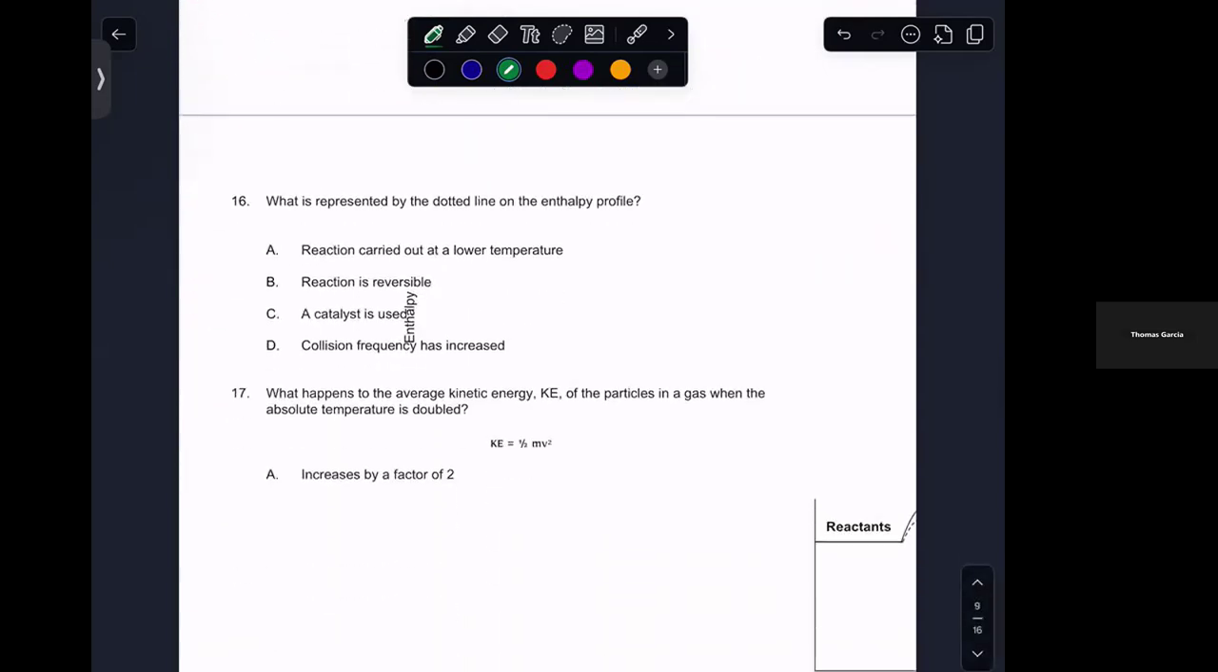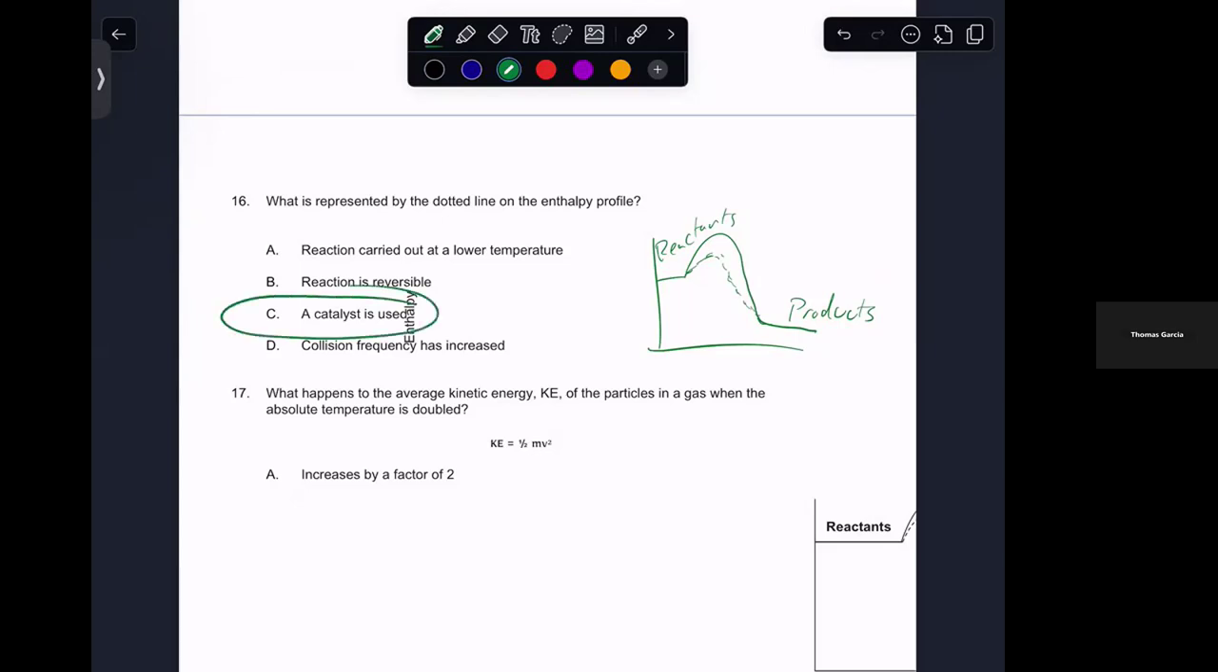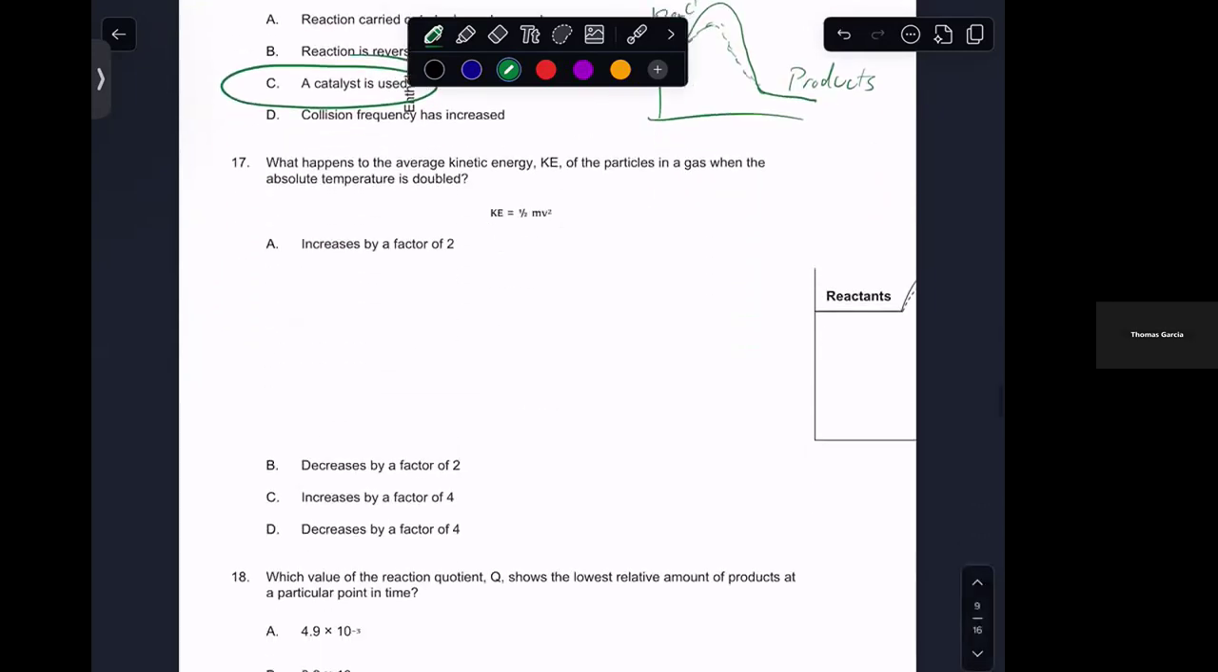16. What is represented by the dotted line on the enthalpy profile? Oh no, my enthalpy profile got cut off. It's okay, we can just redraw it. So this is the reaction we have, and this is our dotted line. This is our reactants, and this is our products. And so this dotted line shows a lower activation energy. Therefore, we must have used a catalyst because a catalyst provides an alternative pathway for reaction and therefore lowers the activation energy.